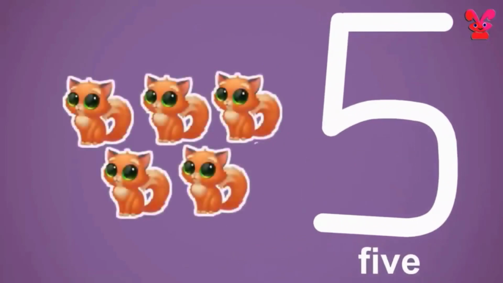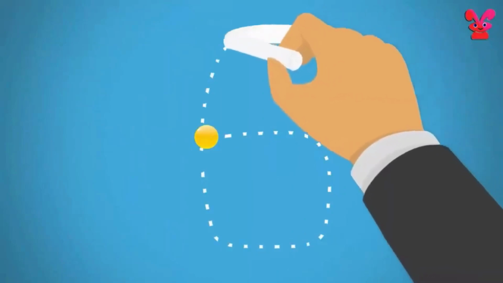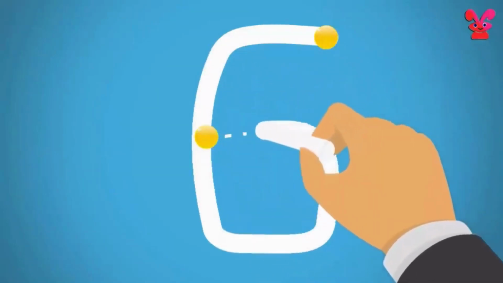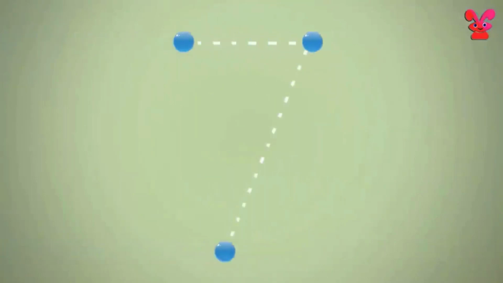Five. Five cats. Six. Follow the dots to write the number. Six. Six mangoes. Seven. Follow the dots to write the number.